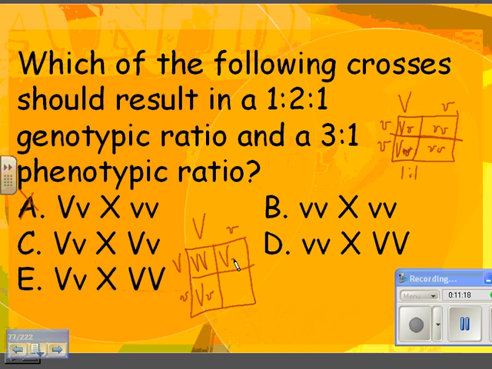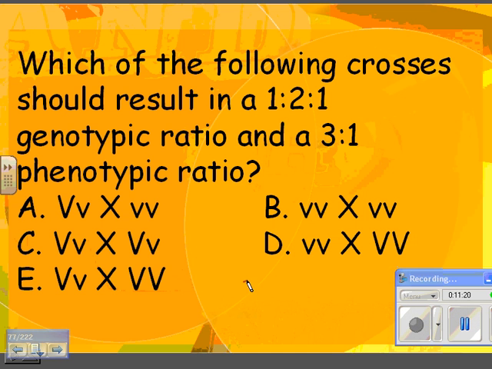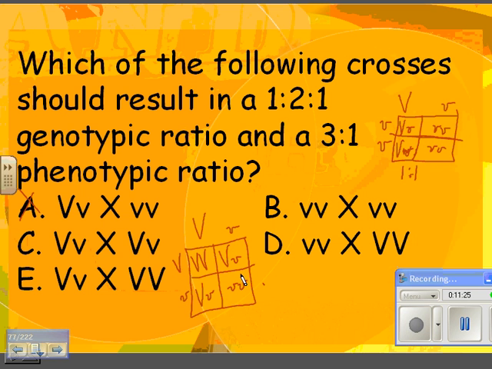Because the bottom right-hand corner will... Actually, is this going to be inverted on you? Oh. Why does it do that? There it is. Okay, so this is the recessive, whatever it is. This is the dominant part. So that's 3 to 1. And if you look at the genotypic ratio, it's 1 to 2 to 1. So it should be C.